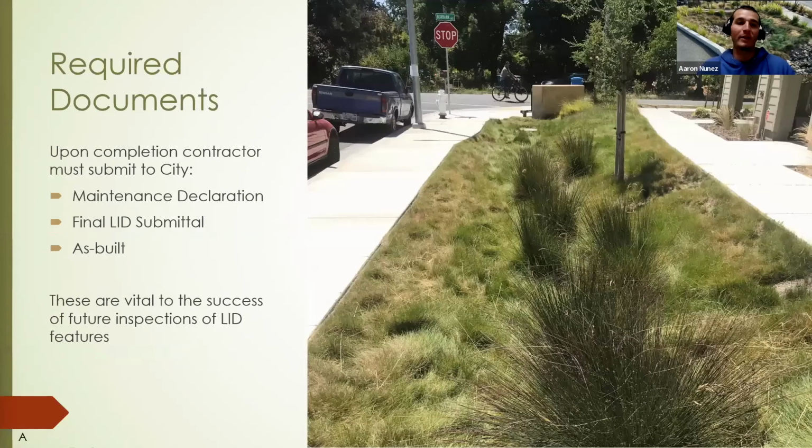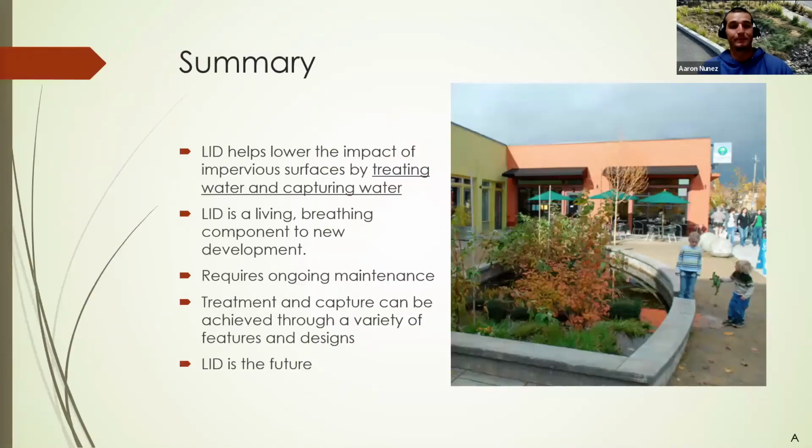And required documents for us when we deal with our inspections, the big three I would say are the maintenance declaration, the final LID submittal. In previous years they were called final SUSMPs, but now we're getting into calling them final LID submittals, which Nick went over all the various components of. And then the as-builts and the improvement plans really help as well to show what was intended to be built here. It's really vital to the success of our inspections of these features, which again, I think feeds into making sure that the ownership is maintaining these as best as possible.